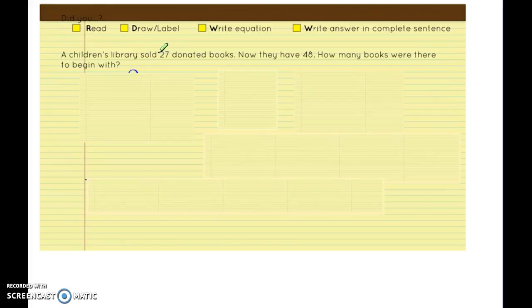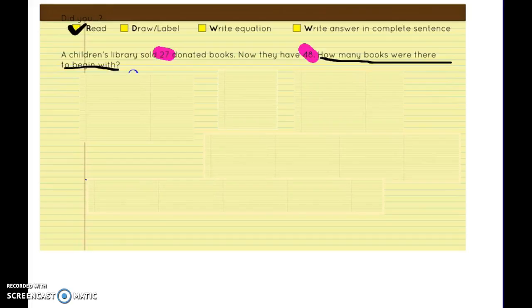So the first number I see is 27. So circle 27 on your prompt. Then I see 48. Go ahead and circle 48. Next, let's underline what we have to figure out. And what I have to figure out is how many books were there to begin with. Now that I have completed the reading portion, let's draw and label our work.